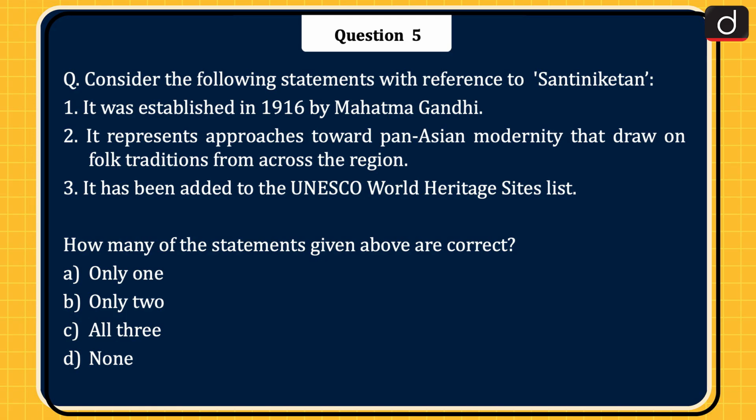Next question is, consider the following statements with reference to Santiniketan. 1. It was established in 1916 by Mahatma Gandhi. 2. It represents approaches toward Pan-Asian modernity that draw on folk traditions from across the region. 3. It has been added to the UNESCO World Heritage Sites list. How many of the statements given above are correct? Only 1, only 2, all 3 or none? The correct answer is option B, only 2.